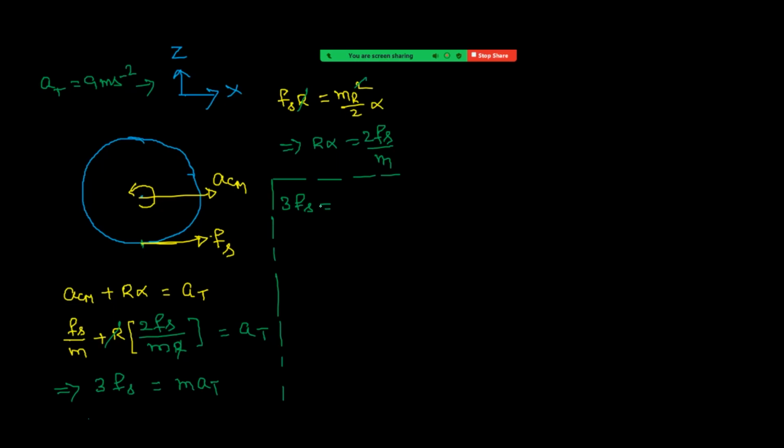3Fs is equal to mass. See, mass, how much is given? It is for each disk, mass is 2 kg. Acceleration is 9. Okay. So 3 here, 3 times. So Fs equal to 6 Newton. Okay. So just writing the condition for no slipping. Okay, rolling without slipping. Right.